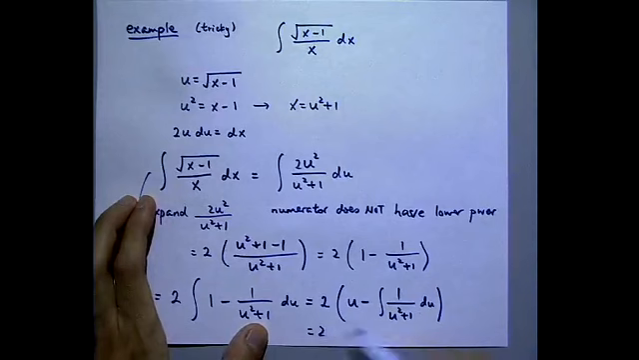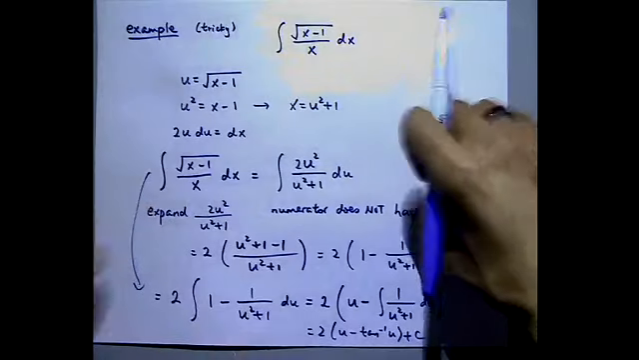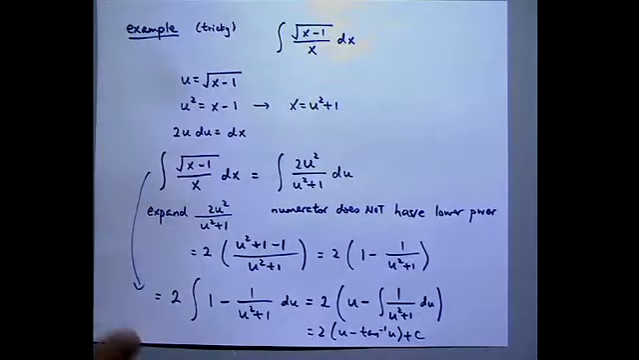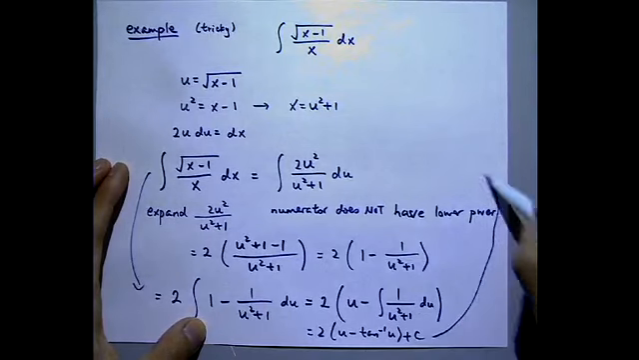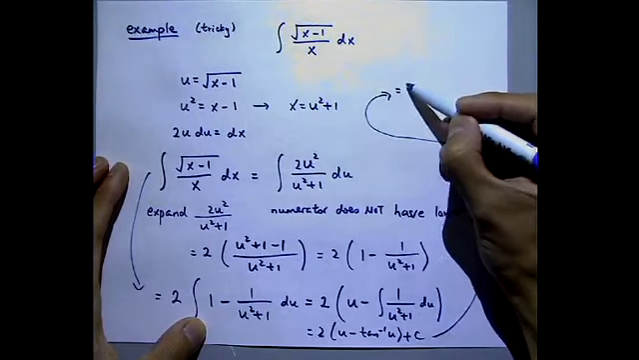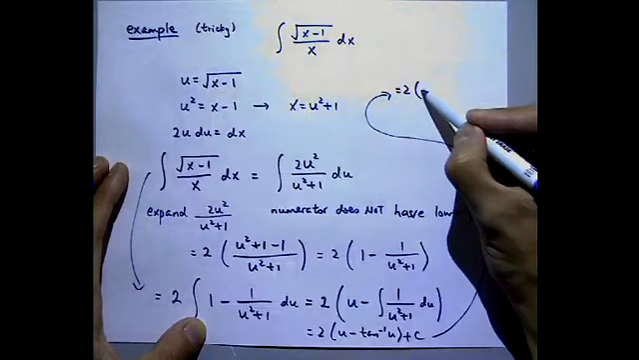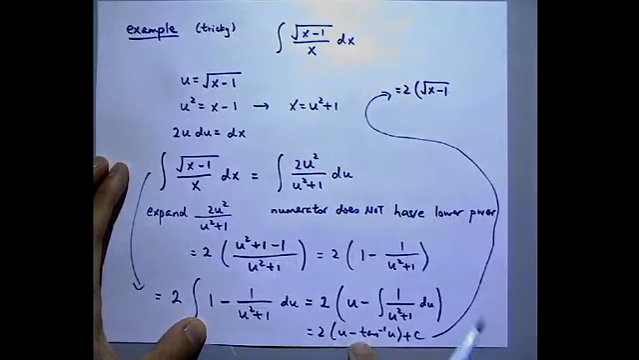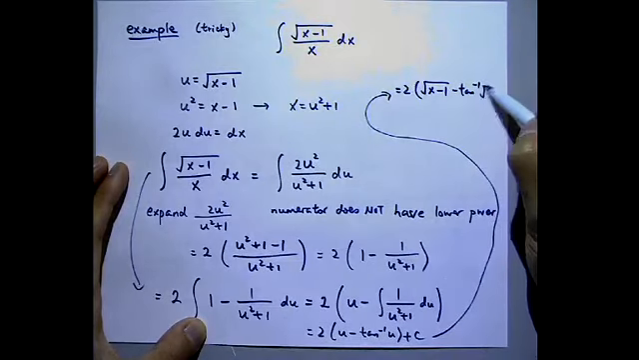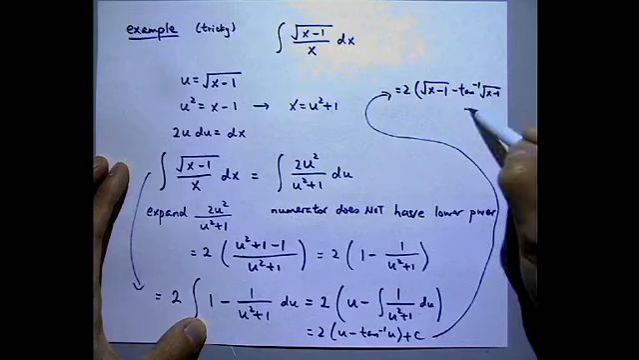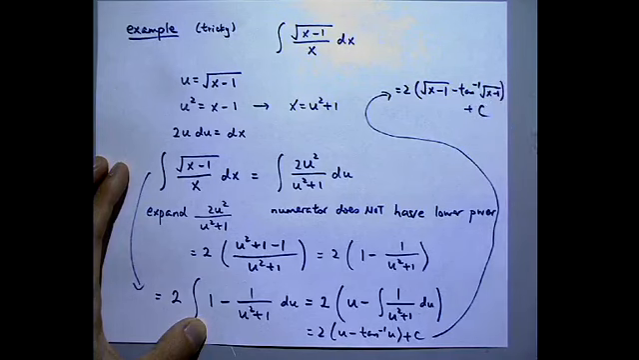So trust me on that. You get inverse tangent of u. Then finally, get u out and put the x stuff back in. So we have 2 u minus inverse tangent of u plus some constant.